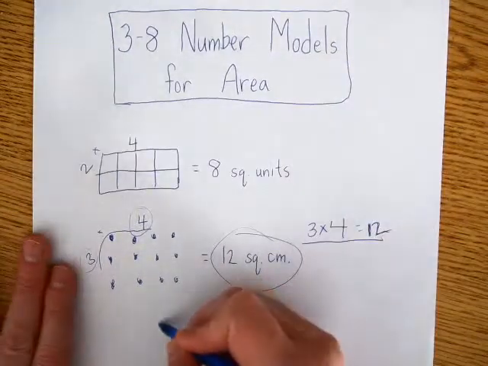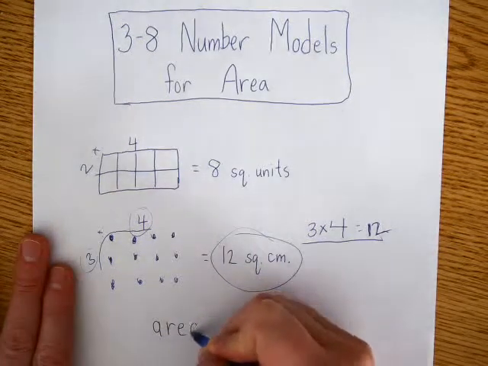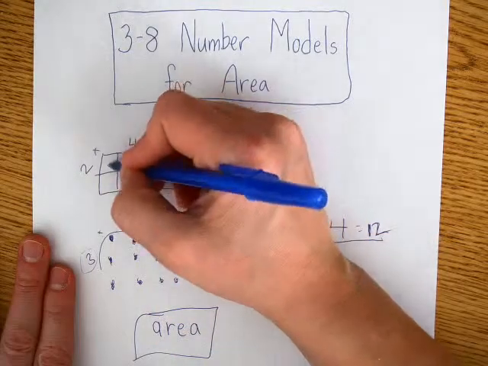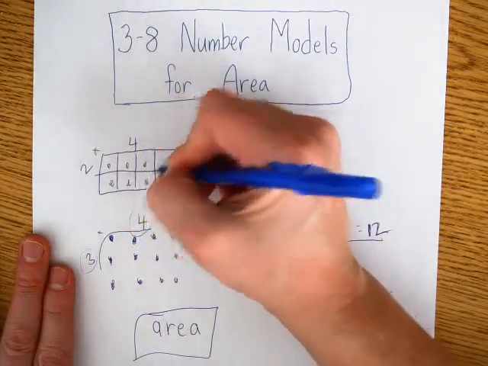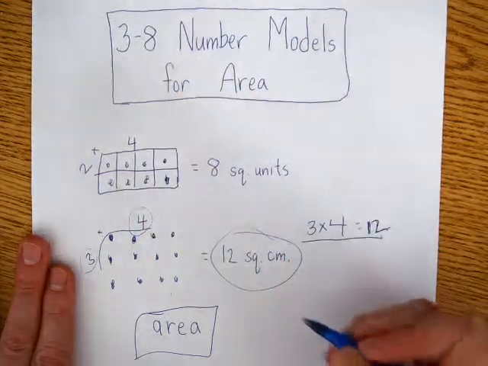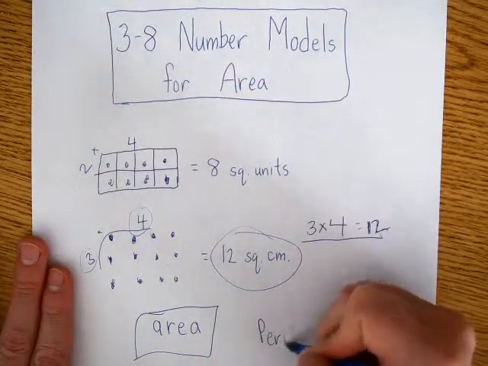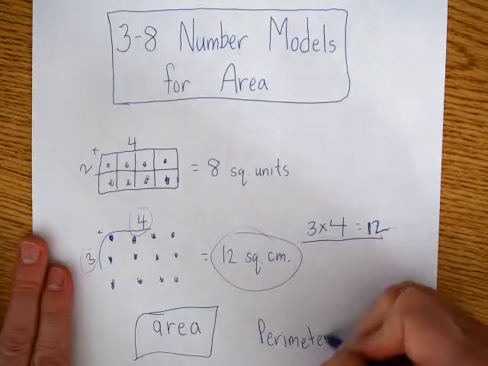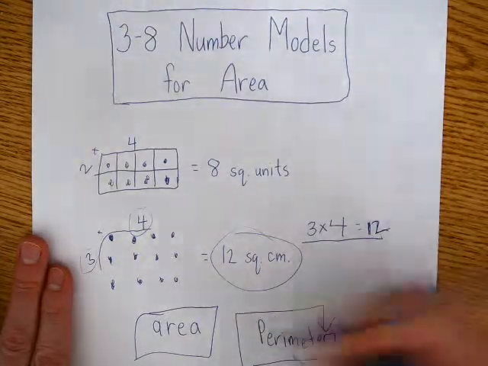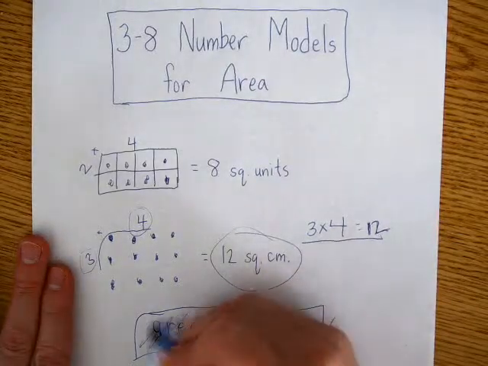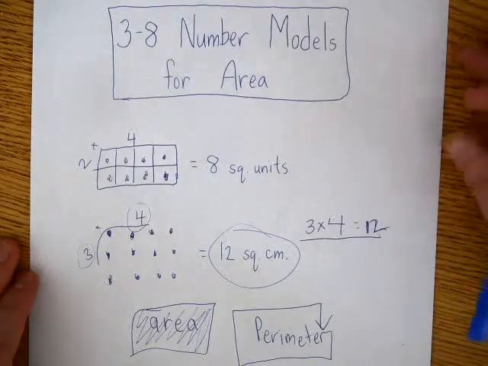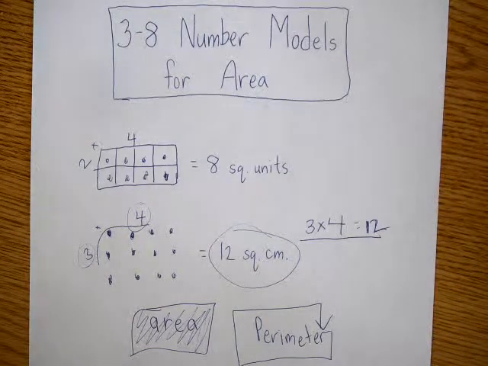And just help to reinforce that area is the amount inside, okay? And just keeping that separate from perimeter, which is the distance around. So perimeter is the distance around, and then area is the amount inside. Alright, so this is lesson 3.8, number models for area, the parent help video for grade 3 Everyday Math.